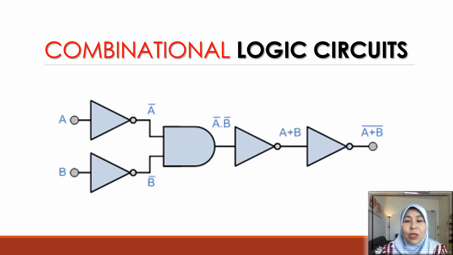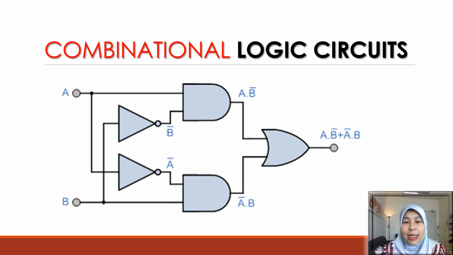The next one shows five gates being combined together. A goes through a NOT gate, B goes through a NOT gate, then they are combined in an AND gate. After that, the result goes through a NOT gate again, and then another NOT gate. This is an example of a combination of 5 logic gates. And the last one is another combination of 5 logic gates. There are 2 NOT gates, then 2 AND gates, and lastly 1 OR gate.